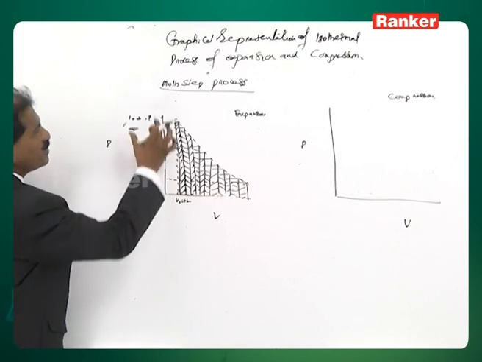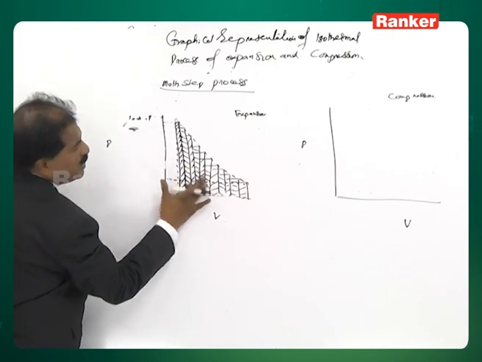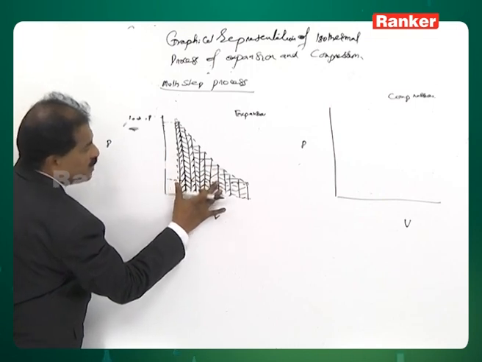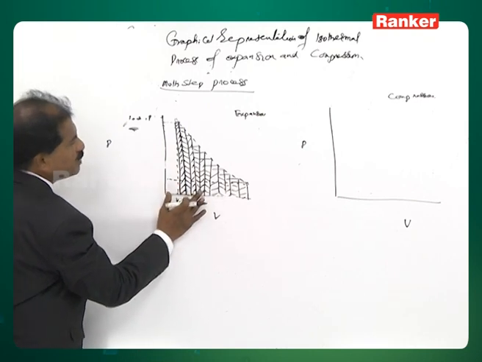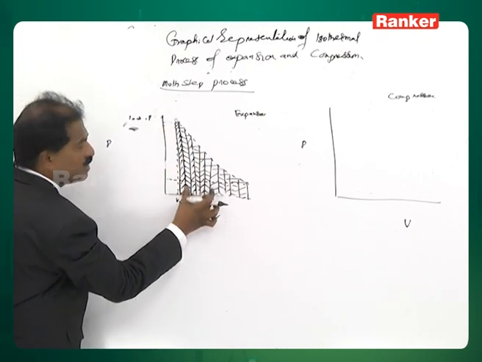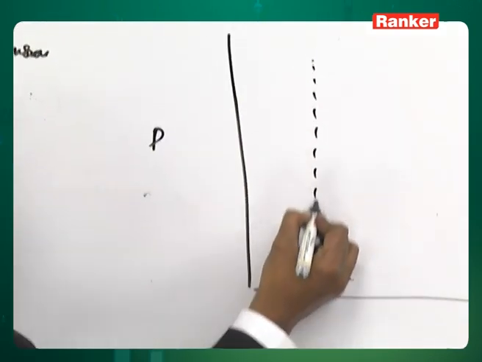Next, when compared to the single step process and the two step process, now the total area of the shaded portion is much greater. Therefore, we can say the gas can do more work if it undergoes expansion in an infinite number of stages. Next, compression.